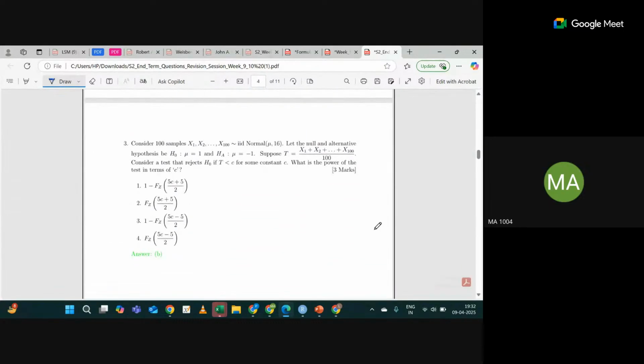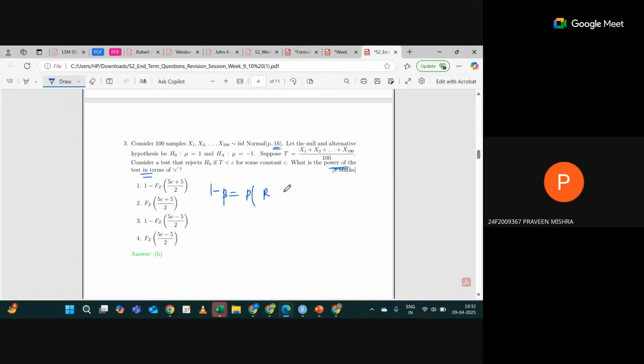Okay, so the next question is similar, but the sample size and the variance differ. You can see the variance is 16 here, whereas initially it was 36. But here the question is, you have to find the power of the test. So what is the power of the test? It is 1 minus beta. Correct. So 1 minus beta is what? The probability that, tell me.